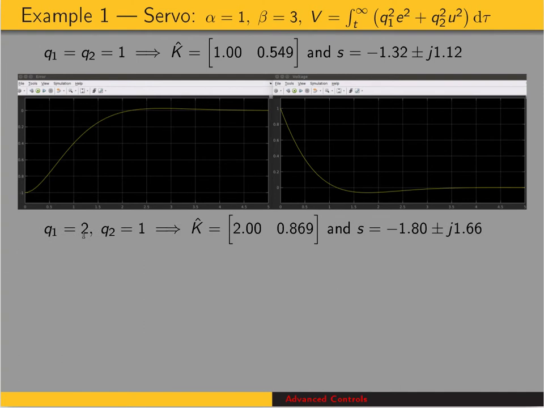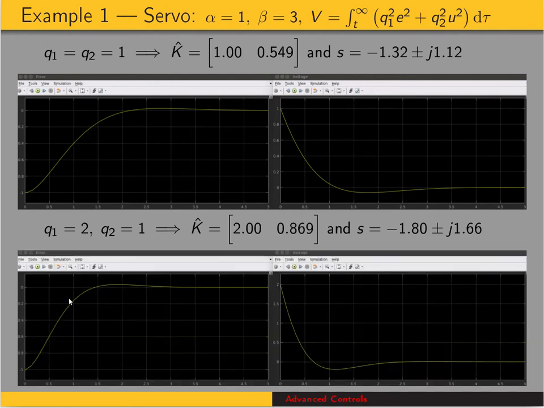Now if we make Q1 twice Q2, that means that we're going to penalize the integral of the error squared more than we'll penalize the integral of the input squared. So we would expect that the integral of the error would decrease and the integral of the input would have to increase, because we want a faster response, which means we're going to have bigger input. So here you can see a smaller integral for the error squared, and a resulting larger integral for the input squared.